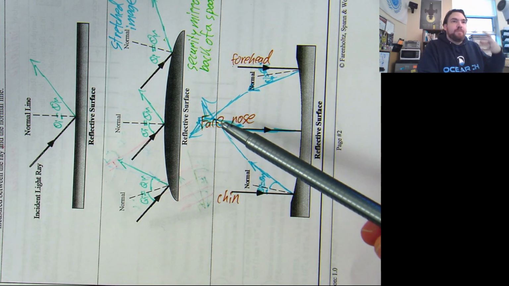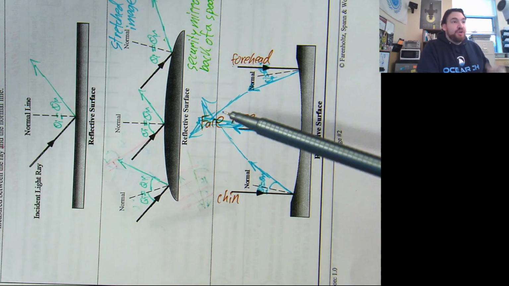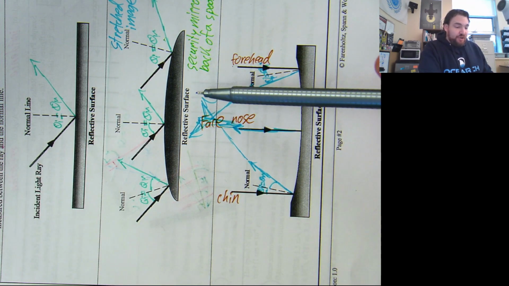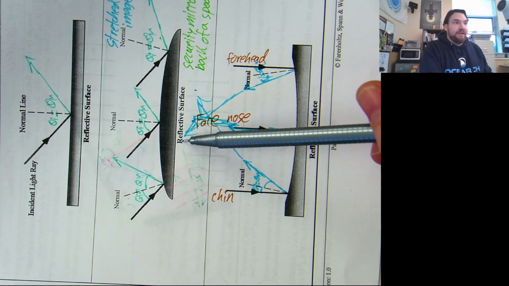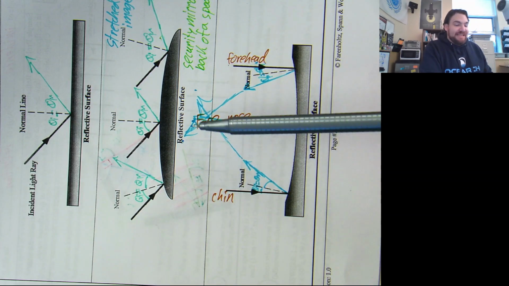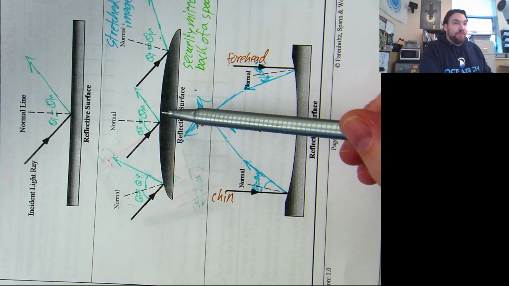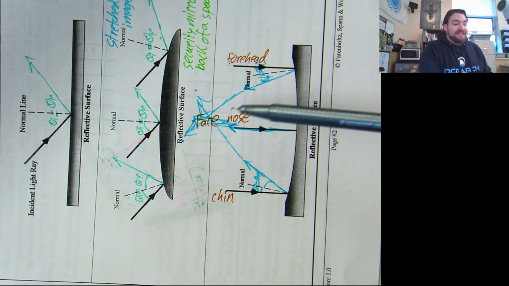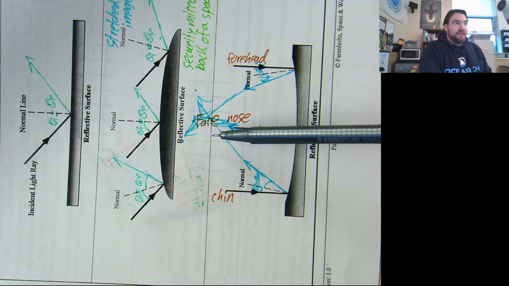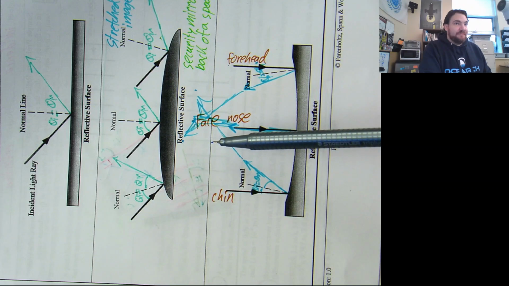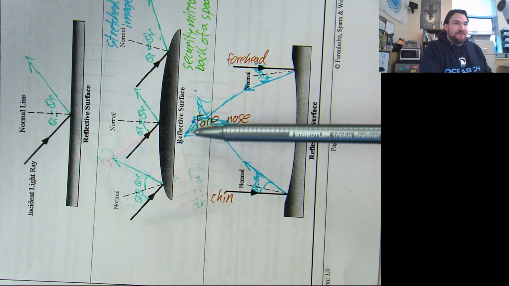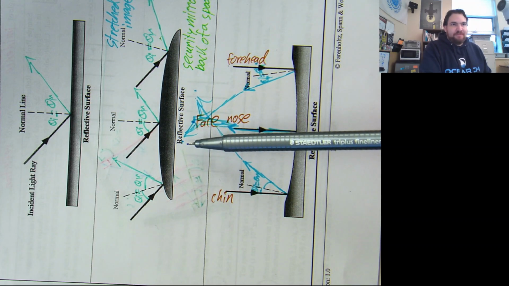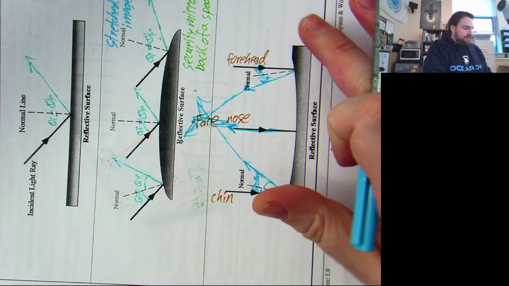What's that going to do when you actually perceive the image? You're going to see your chin up here, your nose in the middle, and your forehead down here. Looking at the back of a spoon stretches your image. Looking at the inside of the spoon does what? If you see your chin above your nose and your forehead below your nose, it inverts it. Yeah, it flips it upside down.